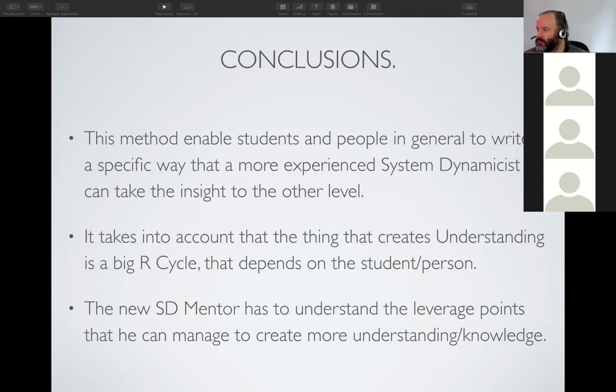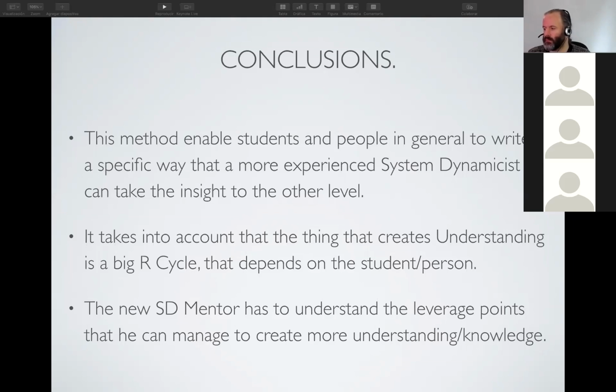So, okay, you can see my slides there, right? Yes, the slide says conclusions. Yeah, so this method enables our students to write in a specific way. A more experienced system dynamicist can take the insight to the next level.